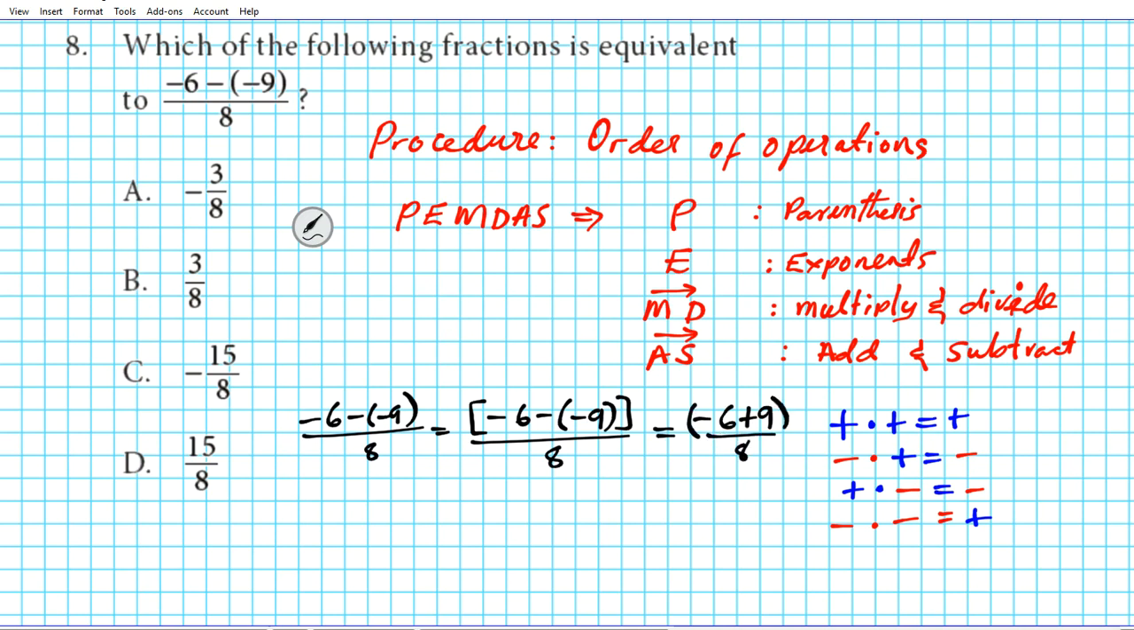Let's continue with the numerator. Negative 6 plus 9 is 3. Subtract and keep the sign of the bigger whenever you're combining numbers with different signs. 3 over 8 is our final answer, option letter B.